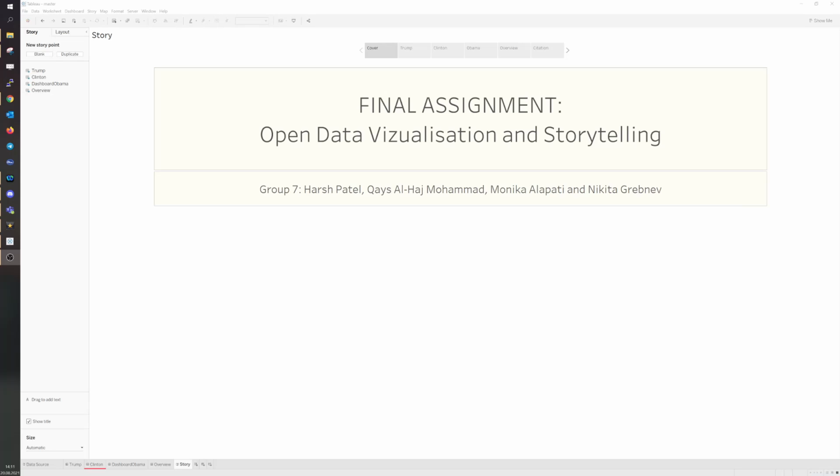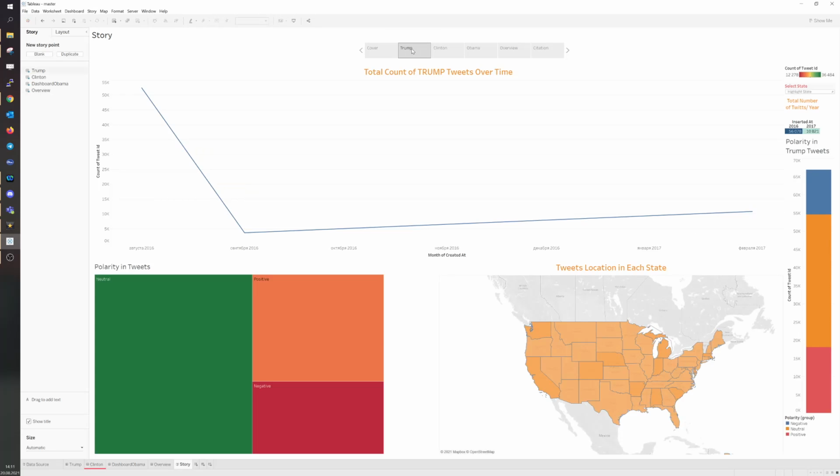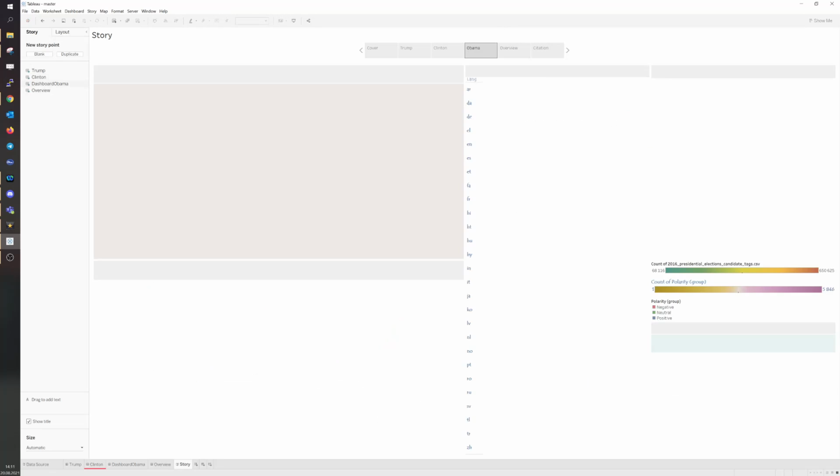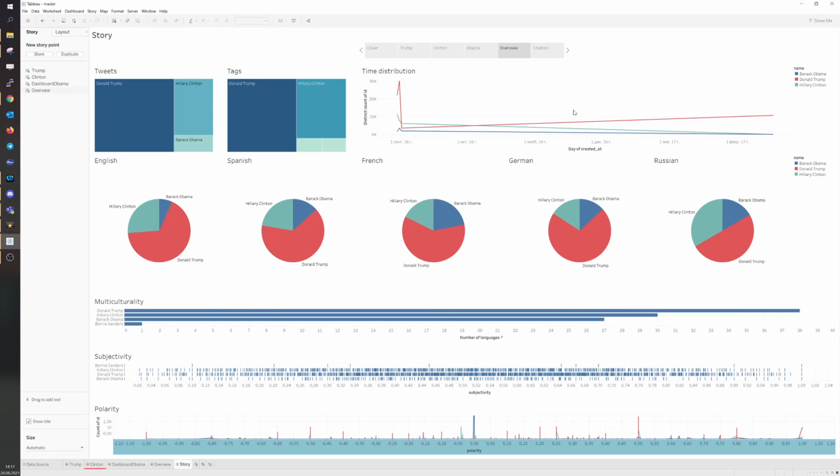Thank you guys. So this is how a story looks in the end. We have our cover page, the Trump page made by Qays, Clinton page made by Monika, Obama page made by Al-Haj, and overview page made by me.